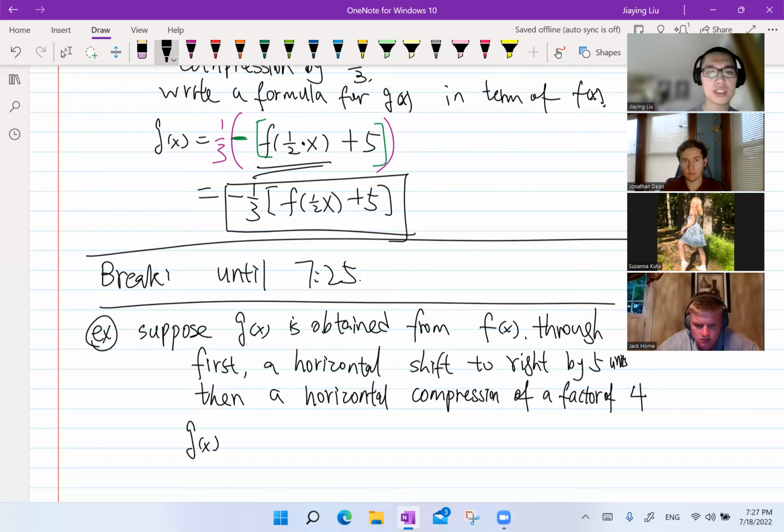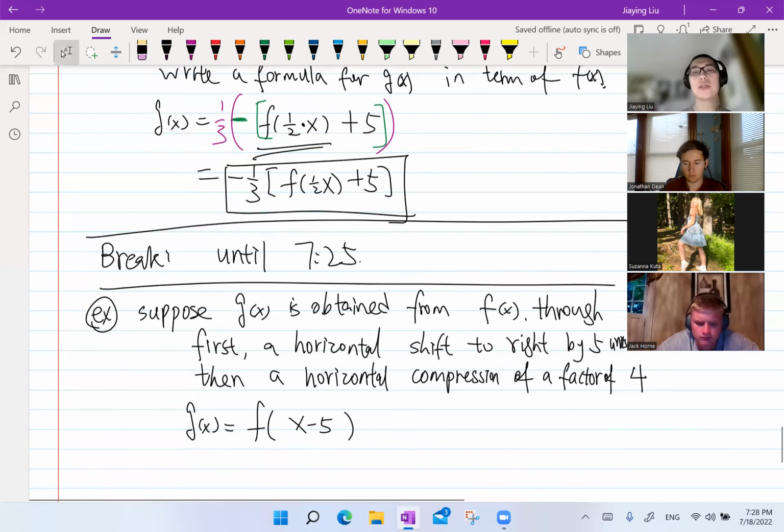So g of x is equal to, since both transformations are horizontal, we're not going to worry about anything in front of the f part. So it's just going to be inside the parentheses. But the first thing it says is we're going to have a horizontal shift to the right by 5. When we shift it to the right by 5, it's not adding 5 to the x, it's actually subtracting 5 from x. So it's going to be x minus 5. That's a horizontal shift to the right.